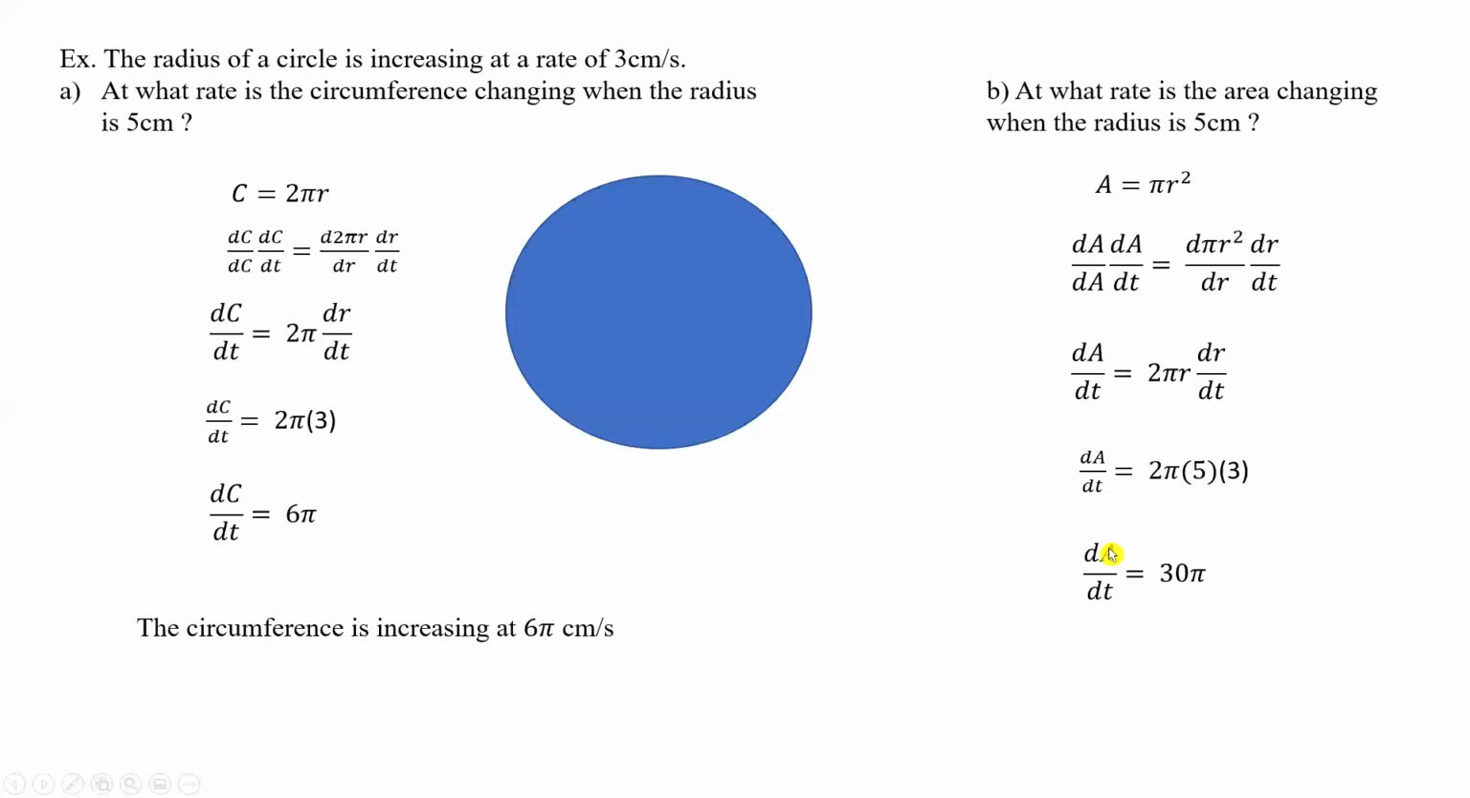Units for this one: area, centimeters squared for area. Volume would be cubed. Circumference is just centimeters, so be comfortable with your units. Time, seconds. So again, centimeters squared for area, and increasing because everything is positive. Think it over again. If the radius is getting bigger, is your area getting bigger or smaller?